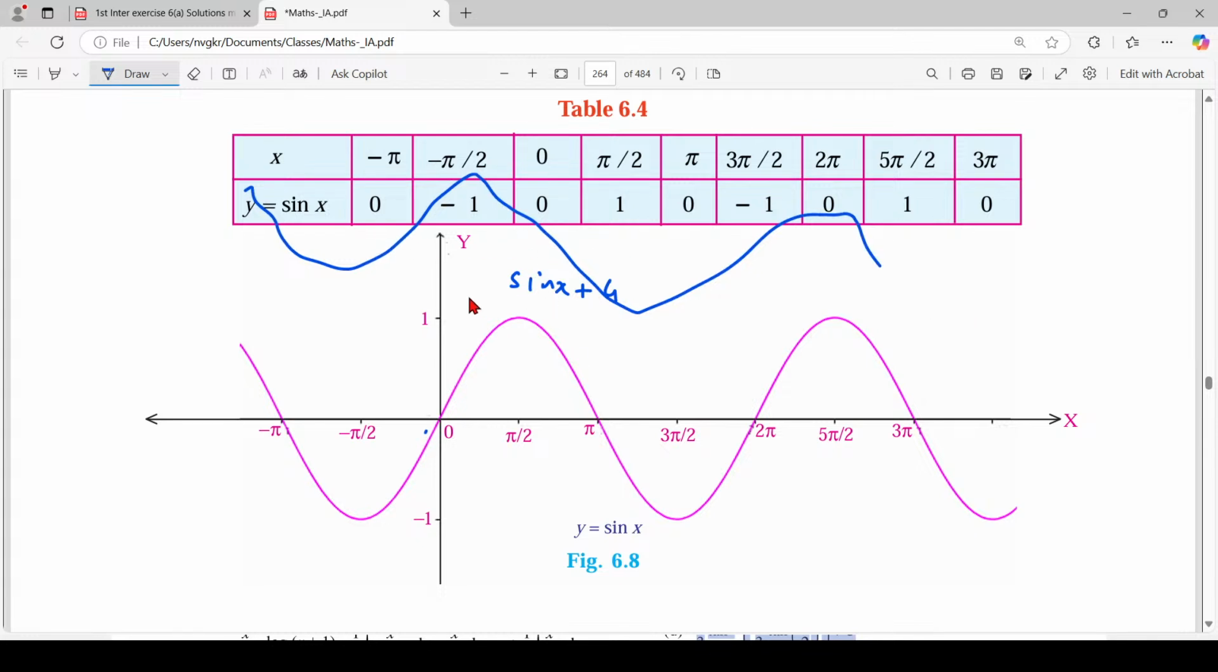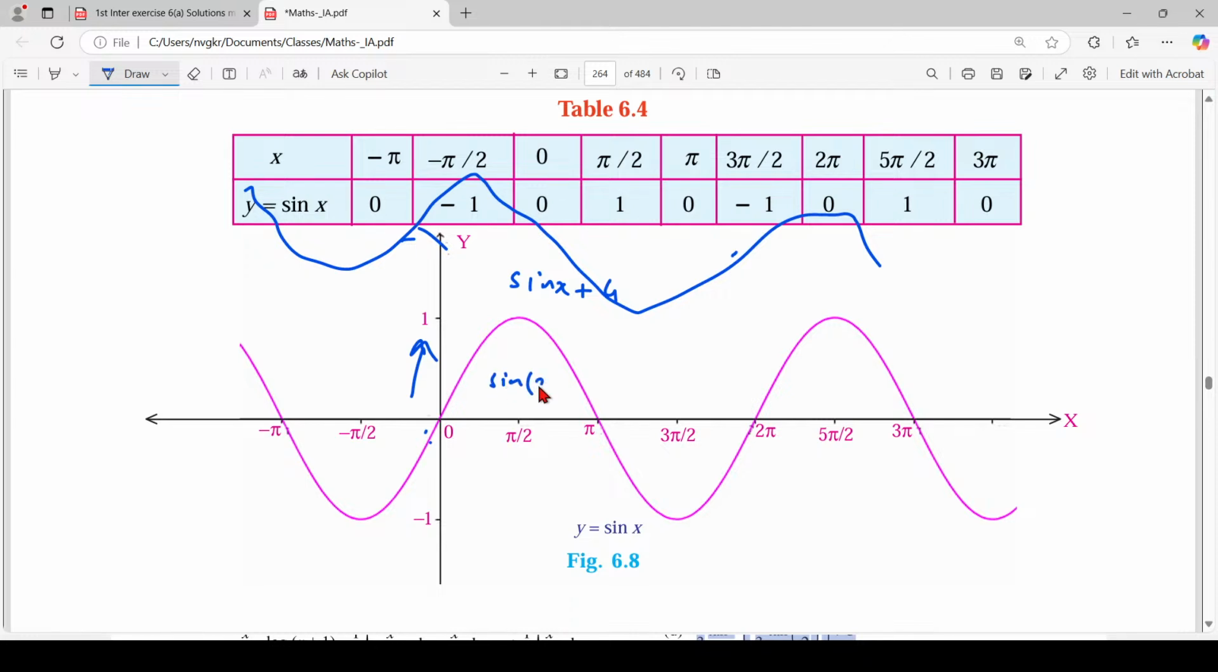If you add some constant, then this entire graph will shift upwards because everywhere you are adding it. But it will still repeat itself, right? So adding a constant doesn't change the period. It will still repeat itself after every 2 pi units. Agreed?